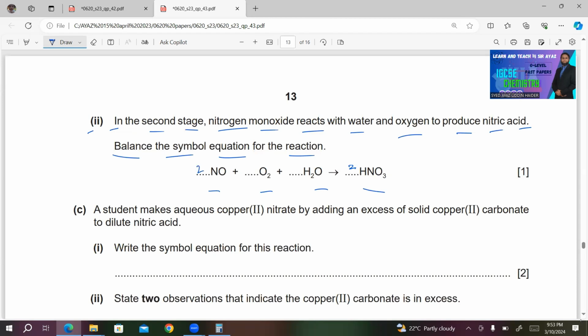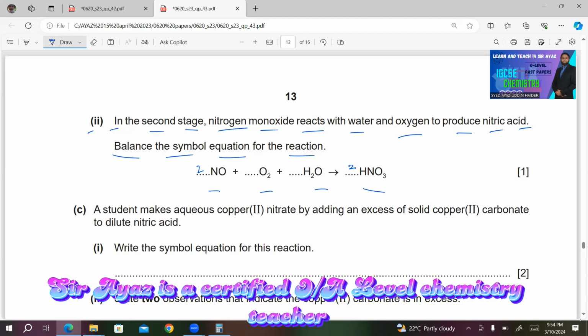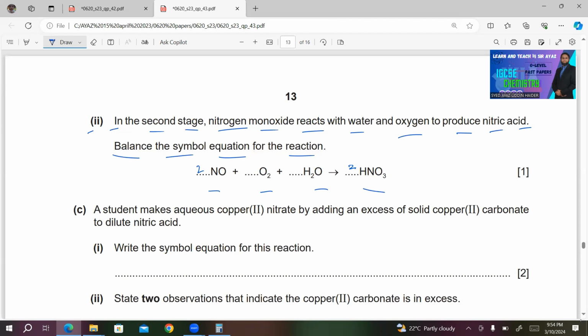Now, how can I balance oxygen? On the right hand side, we have 2 multiplied by 3, 6 oxygen. And on the reactant side, we have 2 plus 2 plus 1, 5. We can't balance it by placing 2 here, because then it will become 2 multiplied by 2, 4, plus 2, 6, plus 1, 7. And I can't place 3 also before HNO3. So let's place 4 before HNO3.